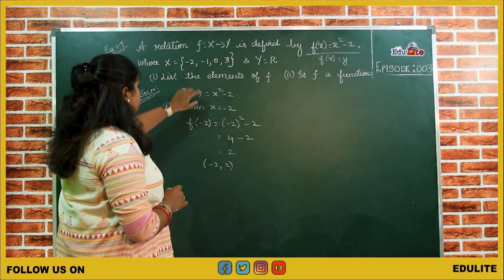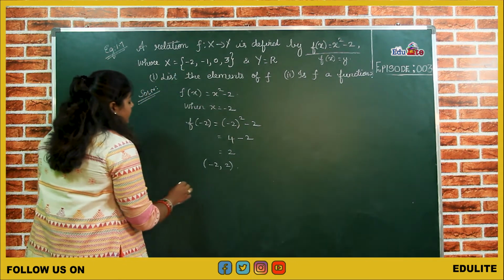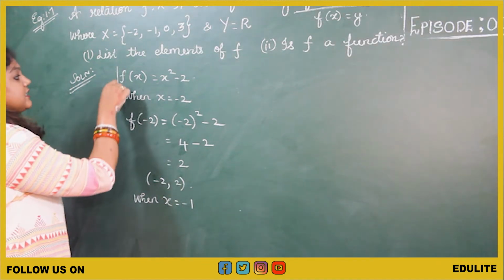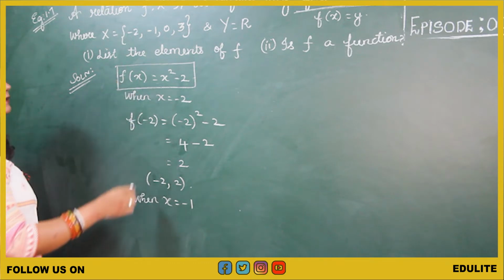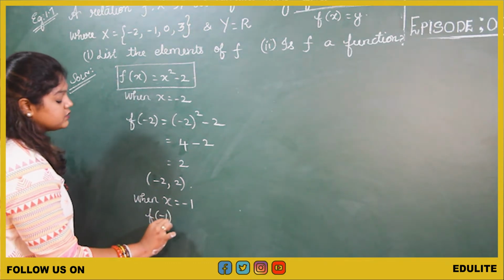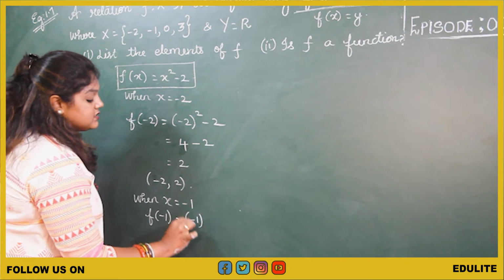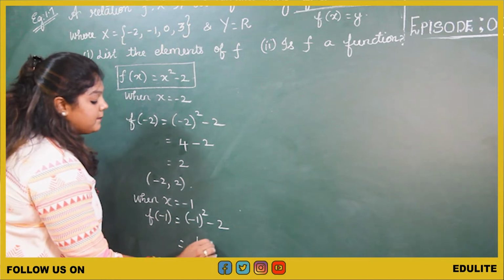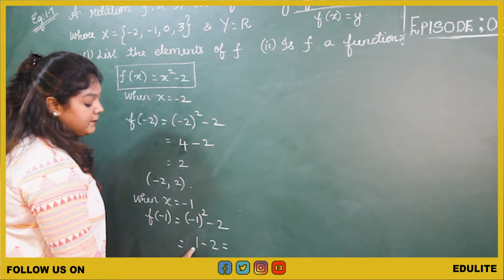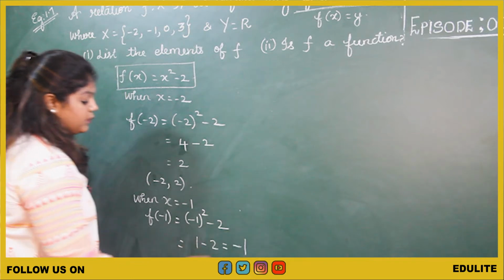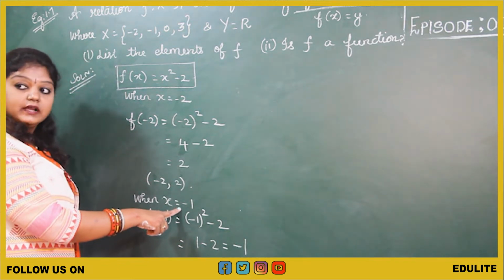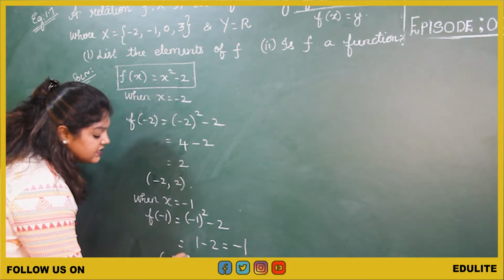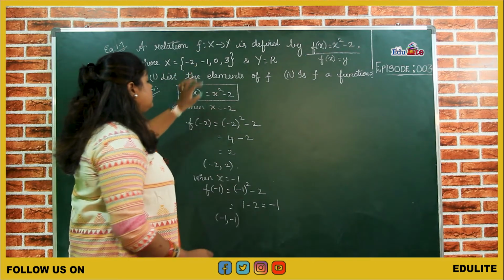Next, we will take the value of x as minus 1. When x is equal to minus 1, we will substitute minus 1 in place of x in the same equation. Therefore, f of minus 1 is equal to minus 1 squared minus 2. Minus 1 into minus 1 will become plus 1, minus 2, which gives plus 1 minus 2 is minus 1. Therefore, when we took the x value as minus 1, we got the y value also as minus 1 and this can be represented as minus 1 comma minus 1. So, we found out two sets of values.